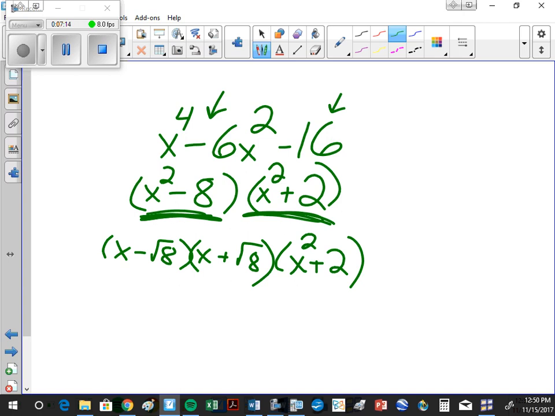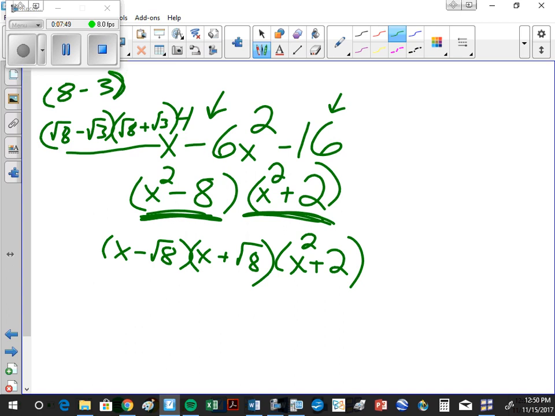It needs to be something times itself minus something times itself. So if you had something like 8 minus 3, you could say that that is the square root of 8 minus the square root of 3 times the square root of 8 plus the square root of 3. But you won't ever see anything like that. So this would be an x squared or an x to the 4th or something like that. I mean, this is true, but you won't run into that.